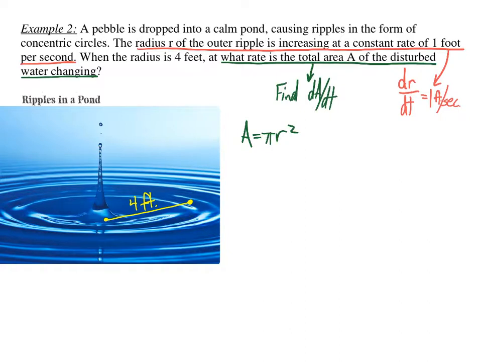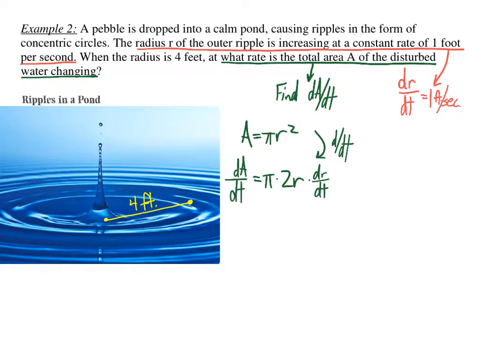So now I can take the derivative of both sides here with respect to time. Okay? So the left-hand side, when I take the derivative with respect to time, I have dA/dt, which is what I'm looking for. And what do I get on the right-hand side? Pi times, can we take a pi out? Sure, yeah, pi times 2r dr/dt. There we go. We're getting the hang of this. 2r dr/dt.